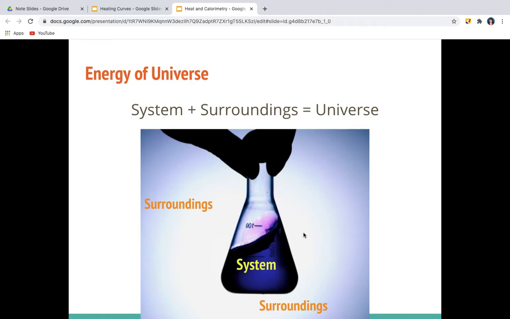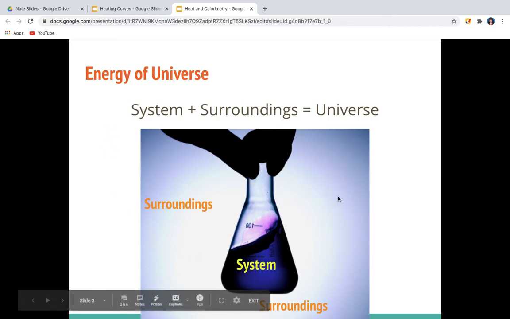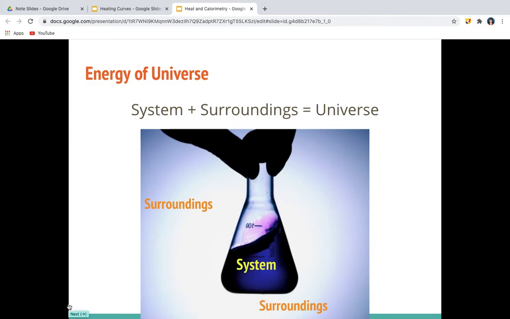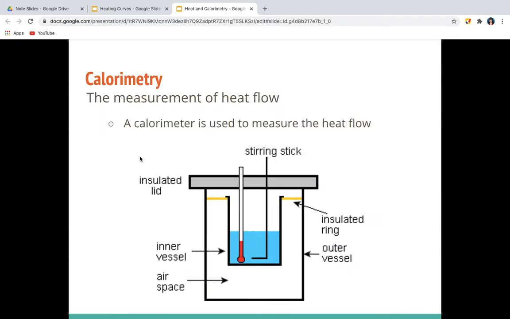And so the energy of the universe is always talked about as divided between the system that we're studying and the surroundings. So you can think of the system as this portion here, the stuff that's happening in the flask, in the beaker, what we're sticking the thermometer into, and then every other part of the universe is the surroundings. So if there's energy being transferred, it's being transferred from the system to the surroundings, or from the surroundings into the system. So you just need to know what I'm talking about when I say system and surroundings.